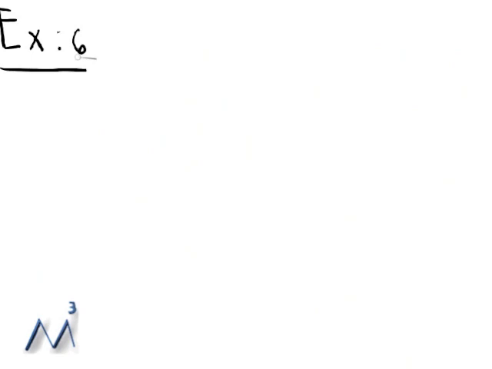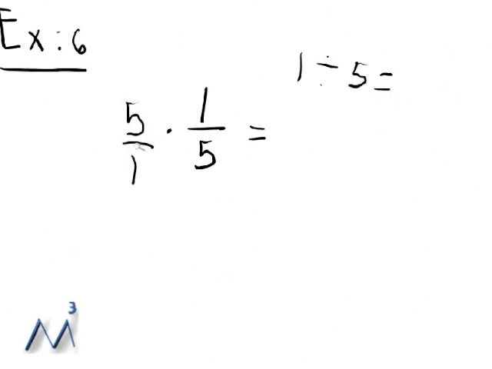Example number 6. What happens when you divide by 1? So we'll take 1 divided by 5. What is this really saying? How many times does 1 go into 5? Well, it would just be the same as saying something like this. Now what if I multiplied this by 5 over 1, and then I multiplied it by 1 over 5? You multiply the tops together and the bottoms together, and you would get 1.